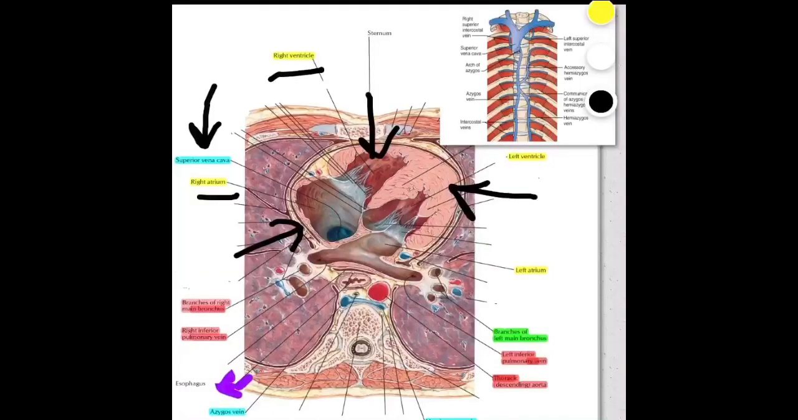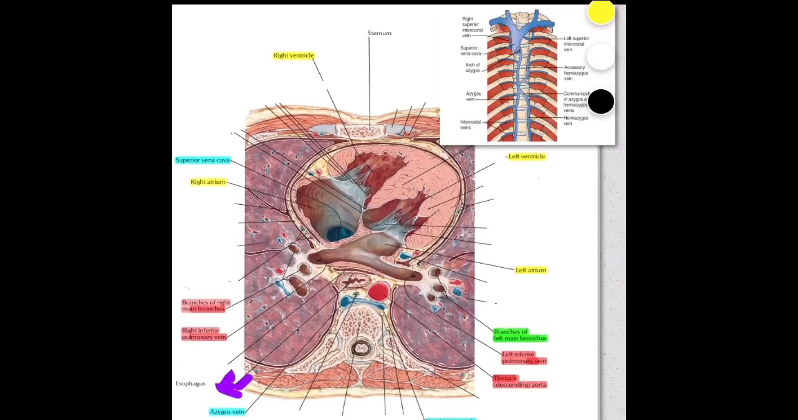Okay, so now we've moved on to the lower sections. Now this section is cutting through the heart, and we can clearly see all the chambers of the heart. Now starting off, this particular blue structure, what is this? This is the superior vena cava, and we know that the superior vena cava opens into the right atrium, so this must be the right atrium, right?